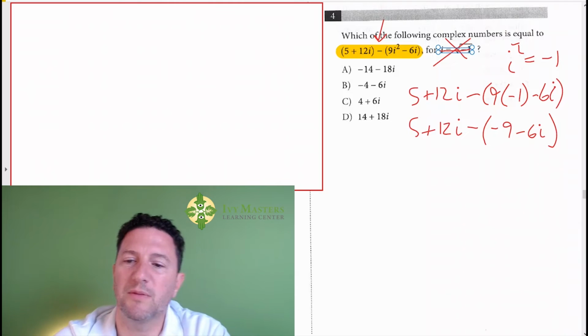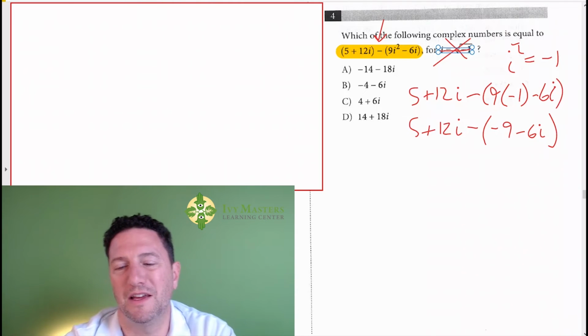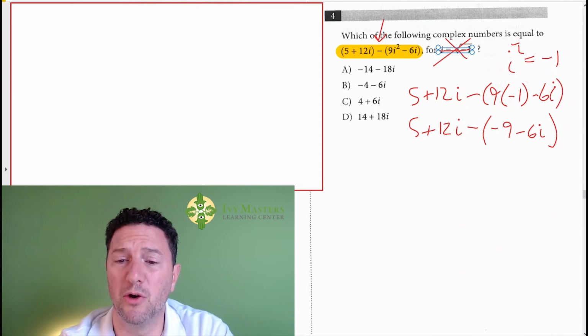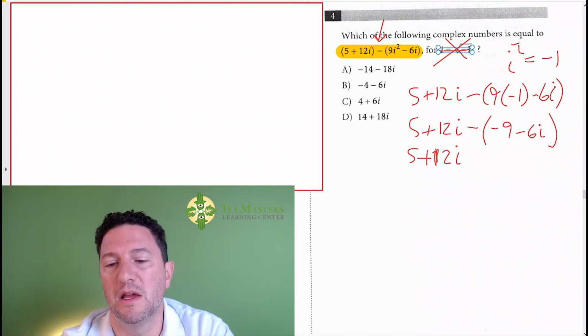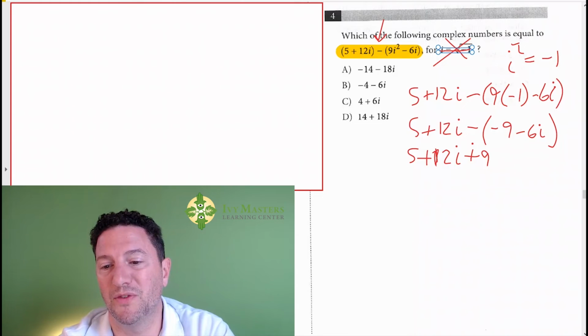Now, the reason I kept this parenthesis for that second binomial and not the first one is because I have to distribute that negative. You would distribute the negative just as if you're distributing a negative 1. So minus negative 9 is the same as plus 9. Minus negative 6i is the same as plus 6i.